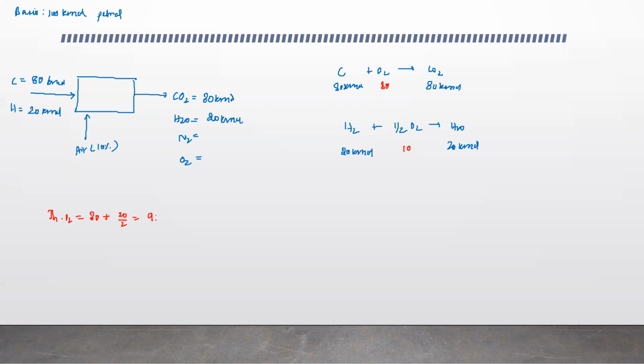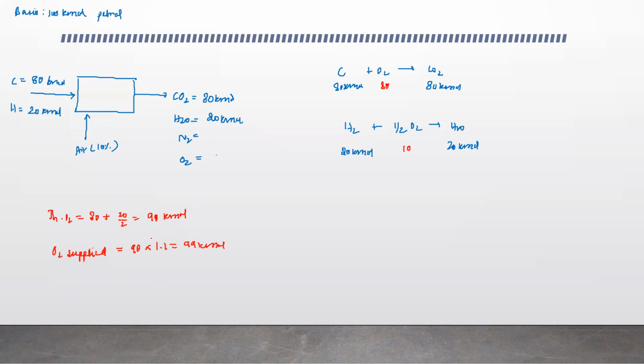So that is going to be 90 kilomole of oxygen theoretically demanded. Now, since oxygen is 10% extra, oxygen supplied is going to be 90 into 1.1, that is 99 kilomole. So 99 kilomole of oxygen is going to be supplied, out of which obviously we are going to use 90 kilomole in these reactions.